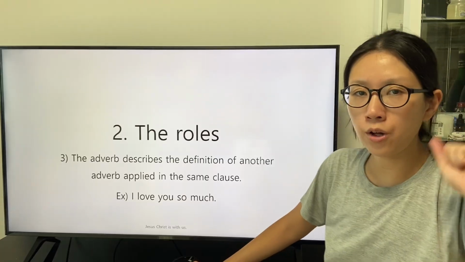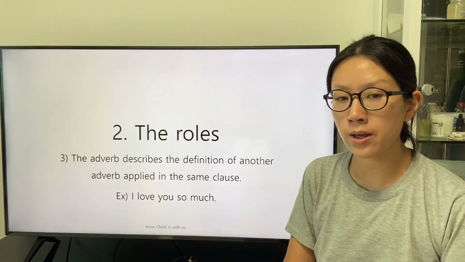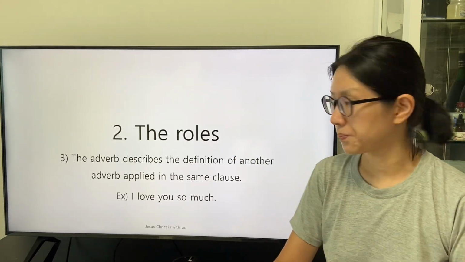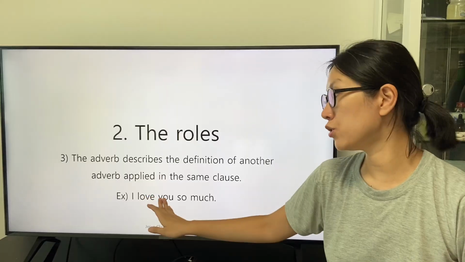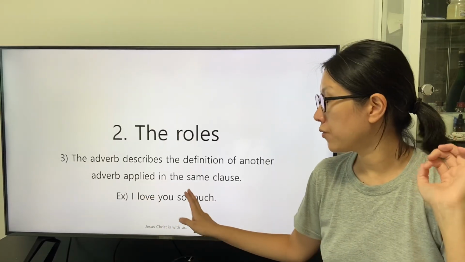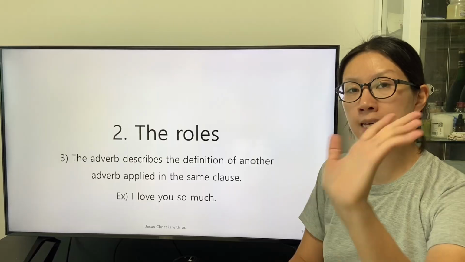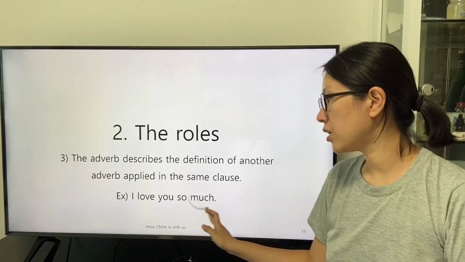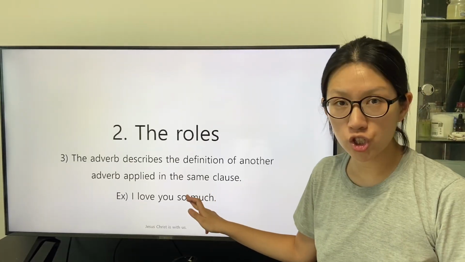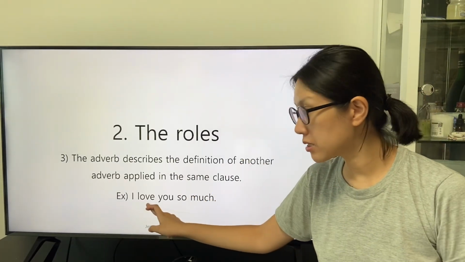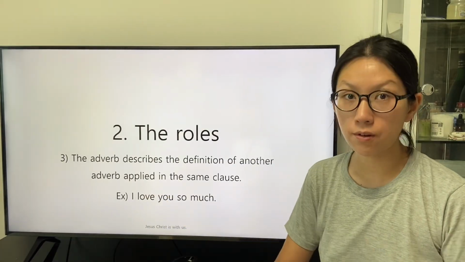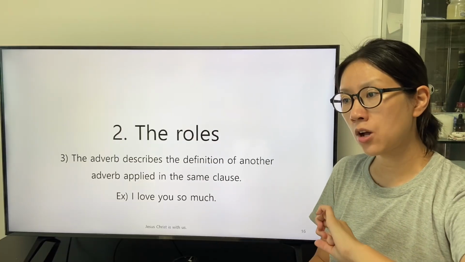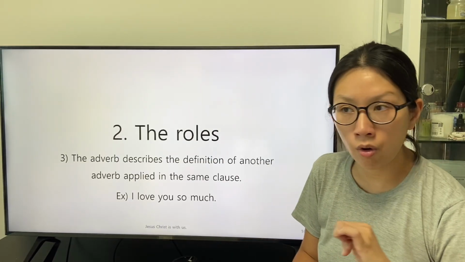The third role of an adverb is to describe the definition of another adverb applied in the same clause. There is a clause, I love you so much. The adverb so is applied to specify the definition of the other adverb much that describes the definition of the transitive verb love. The word much is applied as a determiner or an adverb.